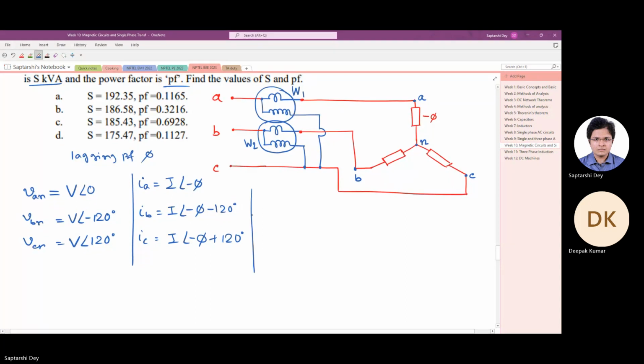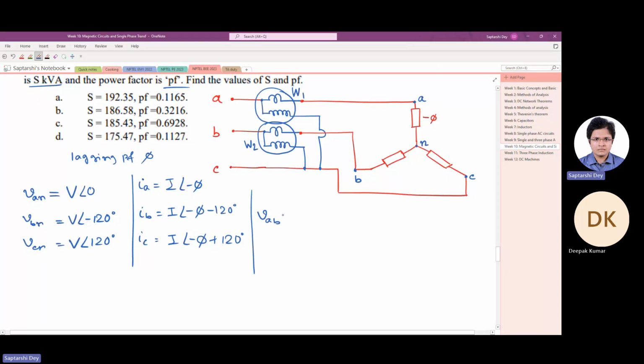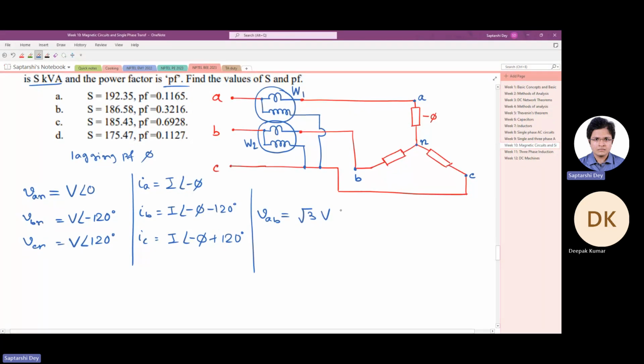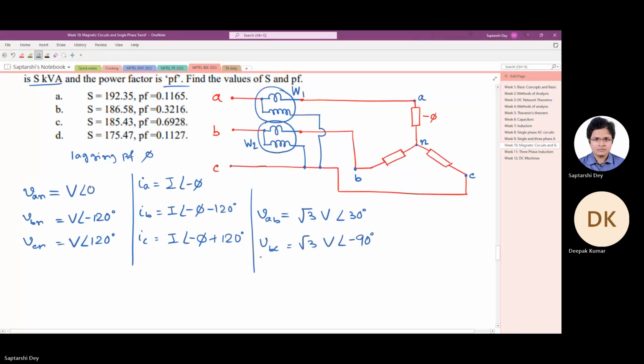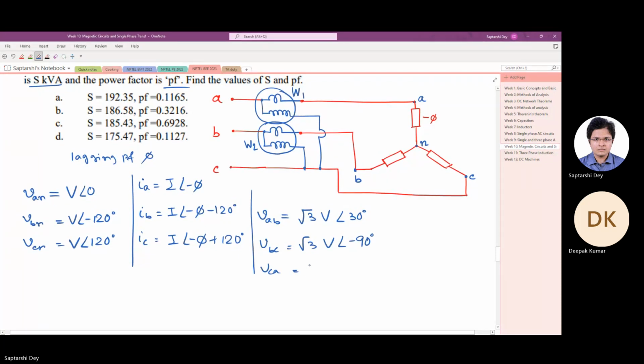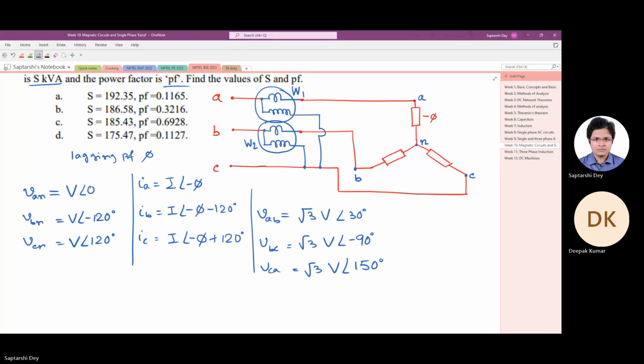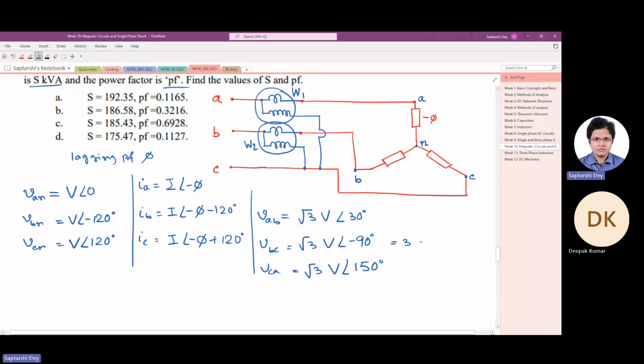right. And we will also quickly write down the line voltages, which will lead the phase voltage and will be root 3 times the phase voltage. So, any doubt in these equations? How to come 150 degree? You look here, it's 0 minus 120 plus 120. So if it is 30, this should be 30 minus 120. This should be 30 plus 120.